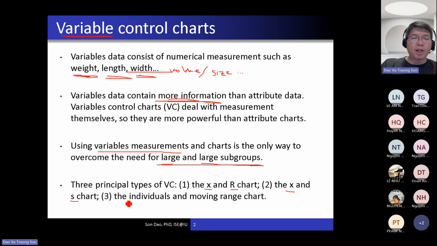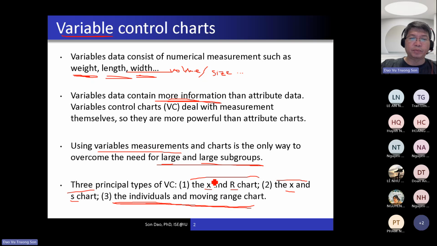The third type, the individuals and moving range, will be relatively complicated, and it is advisable for you to read the textbook if you want to. You can also see those in the slide, but this one will not be covered in our exam because the calculation involved is significant. So in this lecture, we will take a look at the two types only, the X bar and R, and the X bar and S.